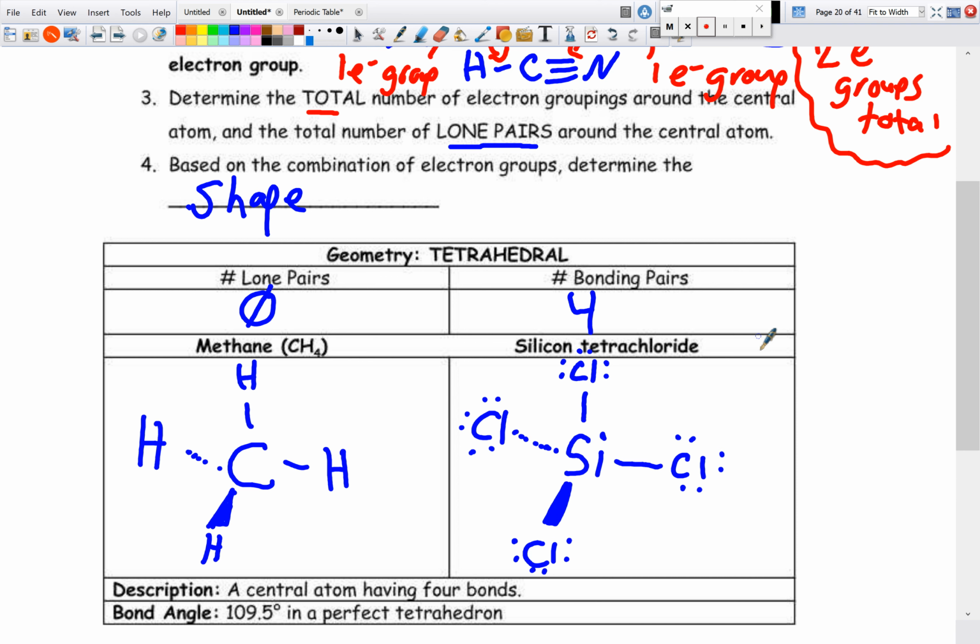Now, just a few other little things here. The description, we have a central atom having 4 bonding pairs, but the bond angle for all these here is a perfect tetrahedron. So if you actually Google that, and if you did the geometry in math, I don't know if you touched 3D shapes, but anyway, the angles on a perfect tetrahedron is 109.5 degrees, because there's nothing repelling it. There's no lone pairs repelling.